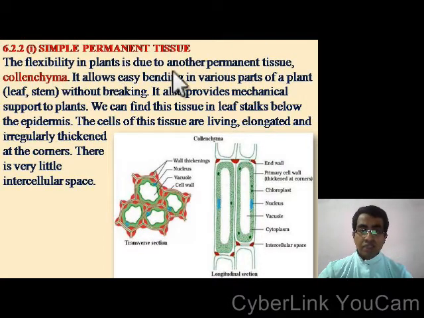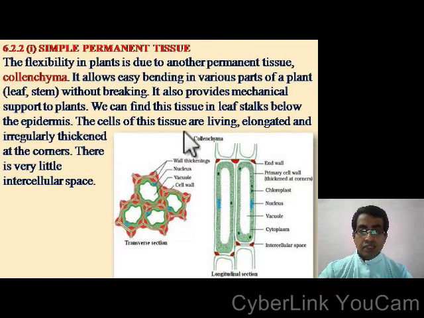Another type of simple permanent tissue is collenchyma. The flexibility in plants is due to another permanent tissue known as collenchyma. The collenchyma allows easy bending in various parts of a plant, especially leaves and stems, without breaking. Collenchyma also provides mechanical support to the plants. We can find this type of tissue in leaf stalks below the epidermis. You can see the longitudinal section of collenchyma and the transverse section of collenchyma.